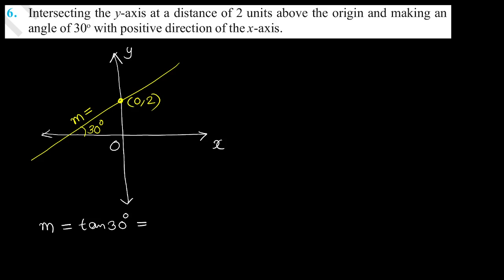We studied it: 1 by root 3. You studied it in 10th standard as well as in 11th standard, in trigonometry. I discussed it. Sin 30, 45, 60 are important angles. Don't forget. So slope equals tan theta, which is 1 by root 3.